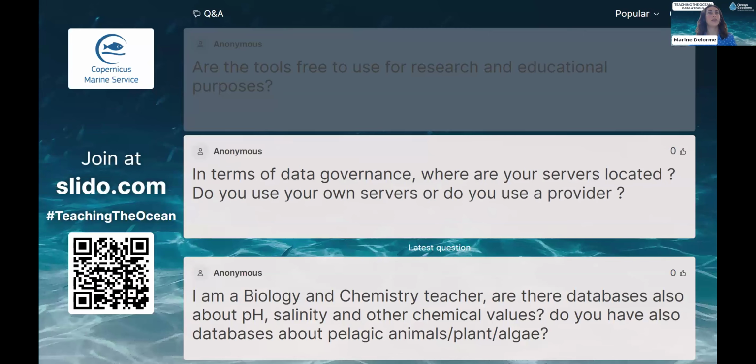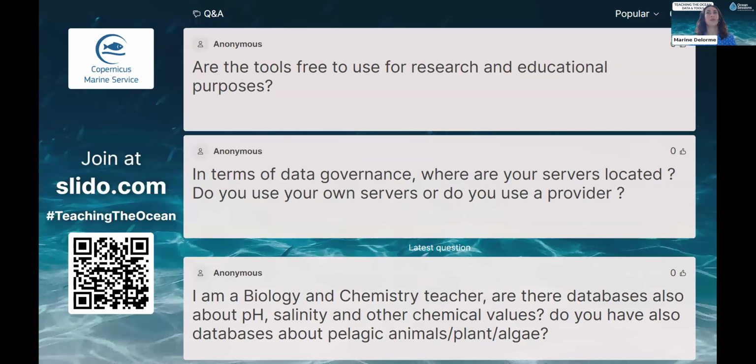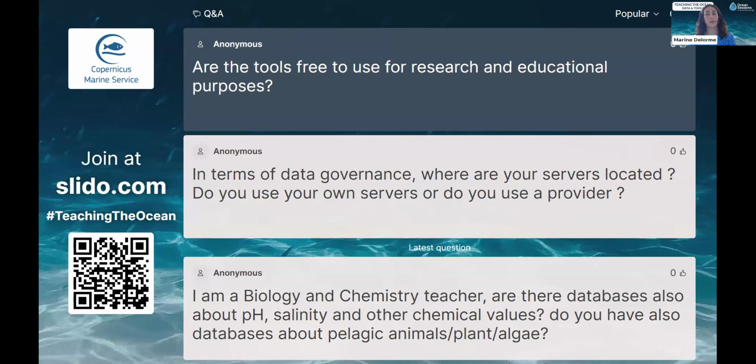And I just see the next question is, are the tools free to use for research and educational purposes? Absolutely. Everything is free to use. The data is free to download. You just need to create an account on the Copernicus Marine service to access some elements. For example, if you want to download the data, you will have to create an account. But you can also just view some of these tools without having to create the account. But yeah, everything is absolutely free.